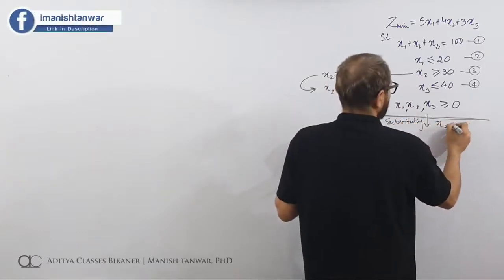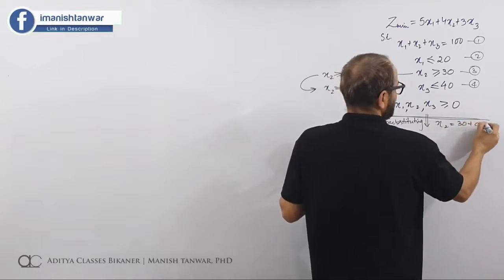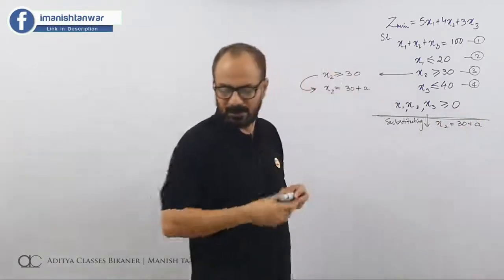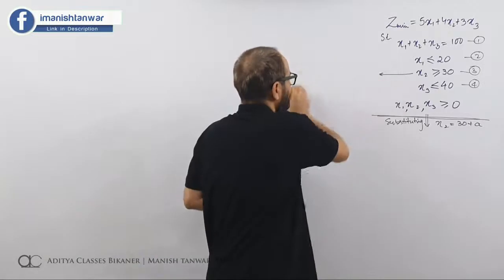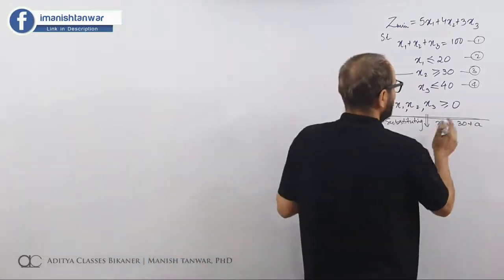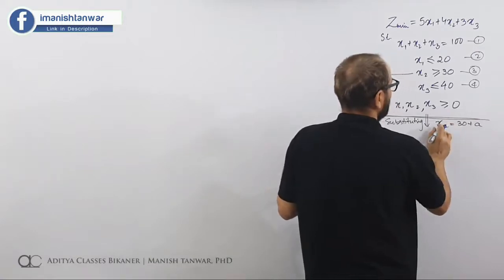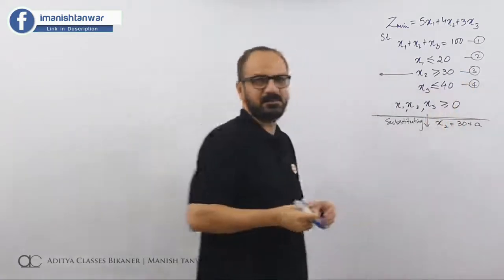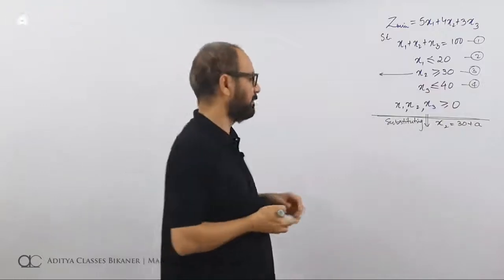I'll be substituting x2 is equal to 30 plus a. Now I hope you understand why we are substituting 30 plus a as a consequence of this constraint. Now let us see what our formulation becomes.